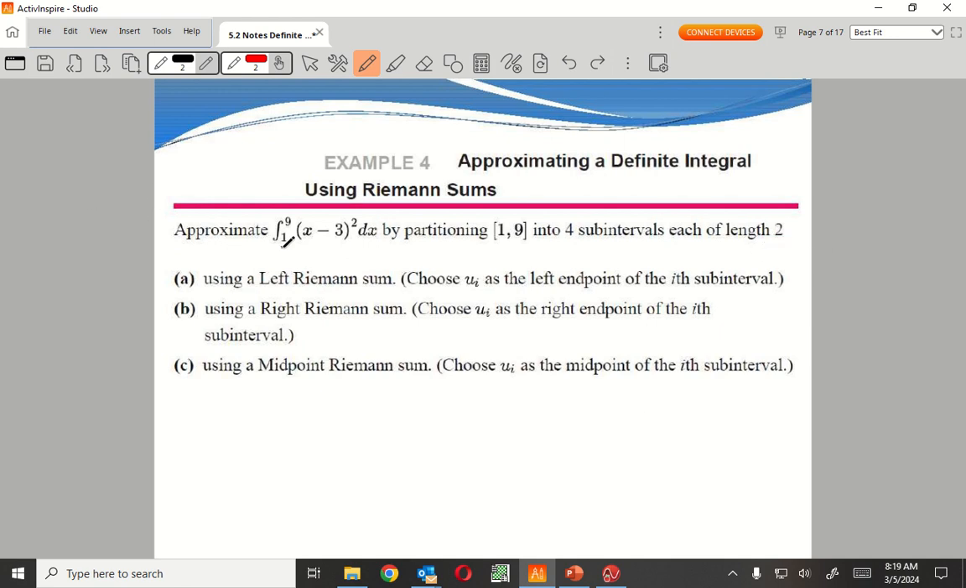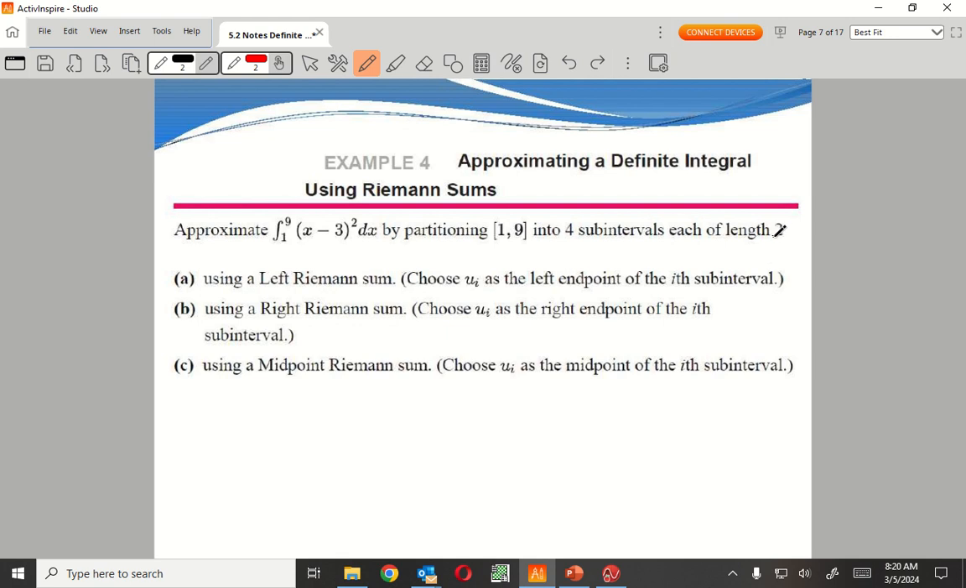So it says approximate from 1 to 9. Here is my equation: the integral of (x minus 3) squared dx. So this is my function here, and my intervals from 1 to 9. And I have my delta x, partitioning from 1 to 9 into 4 subintervals, each of a length of 2.